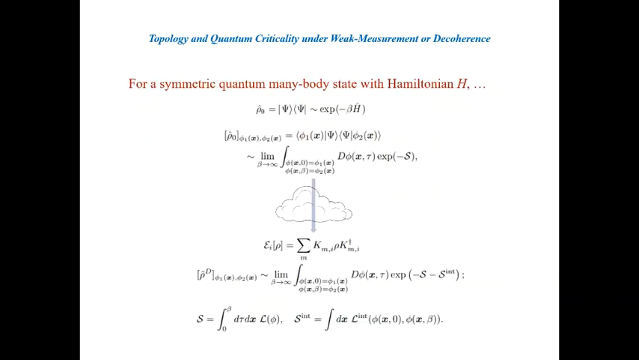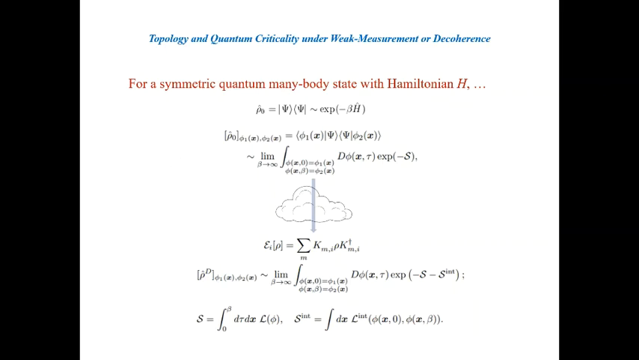Of course, for a single spin and for exactly soluble models, we can do everything exactly, but for most generic quantum many-body systems, it's very difficult to write down the density matrix exactly or write down the ground state wave function exactly. So we need something else. We need some field theory techniques to treat this in a coarse-grained way. So this is how we do it.